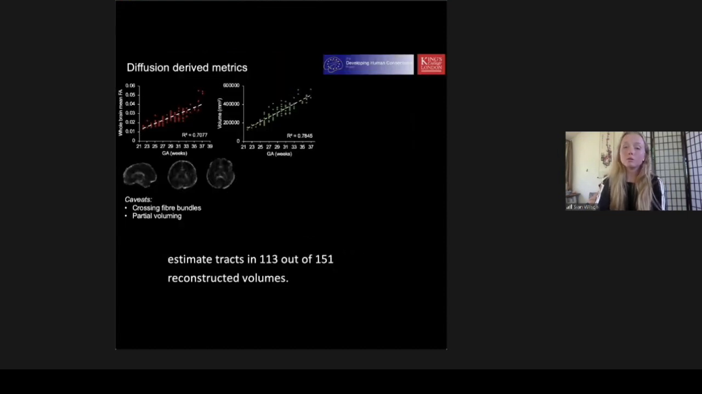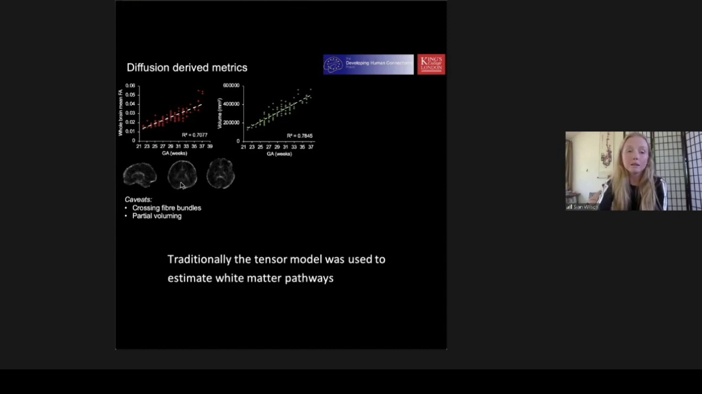Traditionally, the tensor model was used to estimate white matter pathways, and fractional anisotropy maps, like the ones shown here, were used to represent the amount of diffusion in a particular direction. We looked at these maps for all subjects and found that as the microstructure of the brain matures over increasing gestational age, we saw a linear increase in the fractional anisotropy, consistent with previous findings.